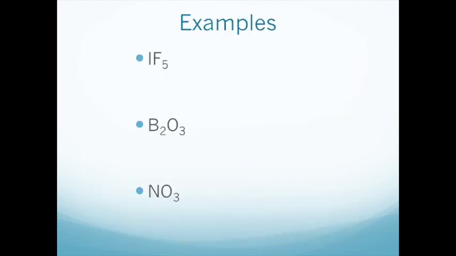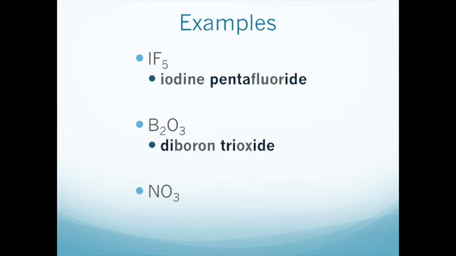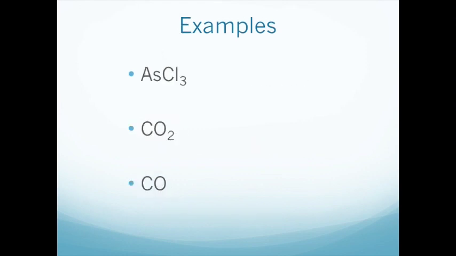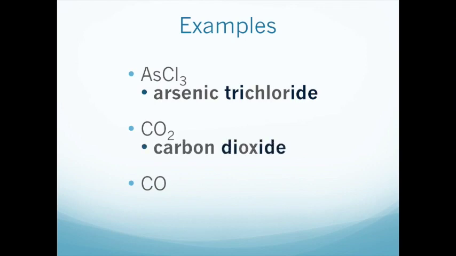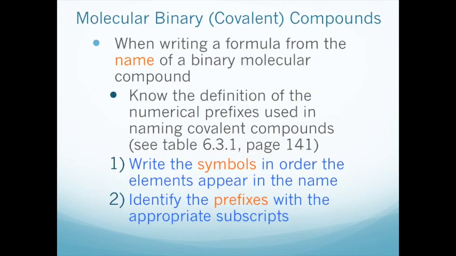Here's more examples. Iodine pentafluoride, diboron trioxide, and nitrogen trioxide. More examples: arsenic trichloride, carbon dioxide, and carbon monoxide. These are summarized in table 6.3.1 or on page 141 of the OER textbook. You should know these prefixes. They're pretty standard, and you're going to be asked to distinguish between them.